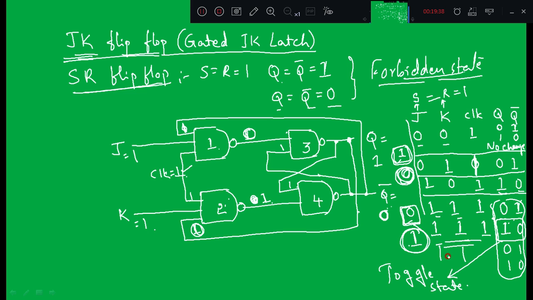That is, the JK flip flop is going to toggle when J is equal to 1 and K is equal to 1, right? And this is also a disadvantage of the JK flip flop, right? So how to overcome that? For that we are going to use the JK master slave, right? So that we will discuss in the next class.